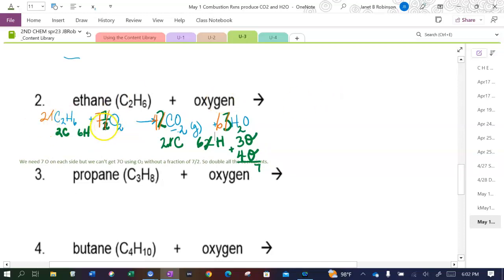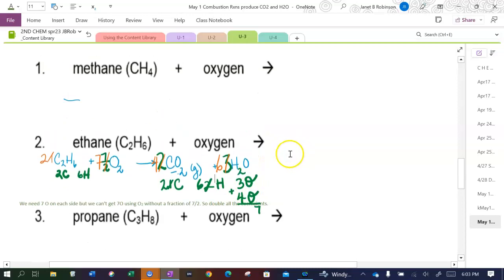So we aren't supposed to use non-whole numbers for coefficients. So this is like 3.5, right? Yeah. 3.5 O2 molecules would give you 7 oxygens. So whenever you have a fractional coefficient, you go through and multiply it by the number on the bottom, 2. So we double everything, so we get 7 O2 molecules, 2 C2H6 molecules, 4 carbon dioxide, and 6 water. All right, and that doubles all of them.